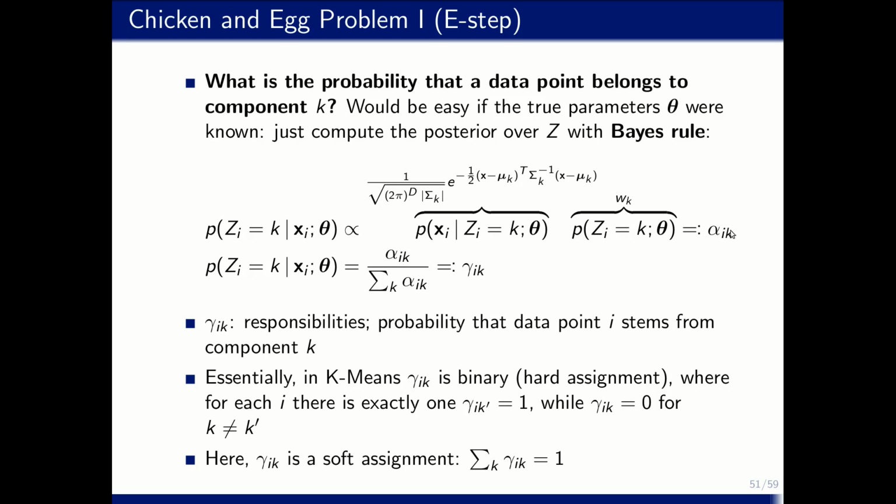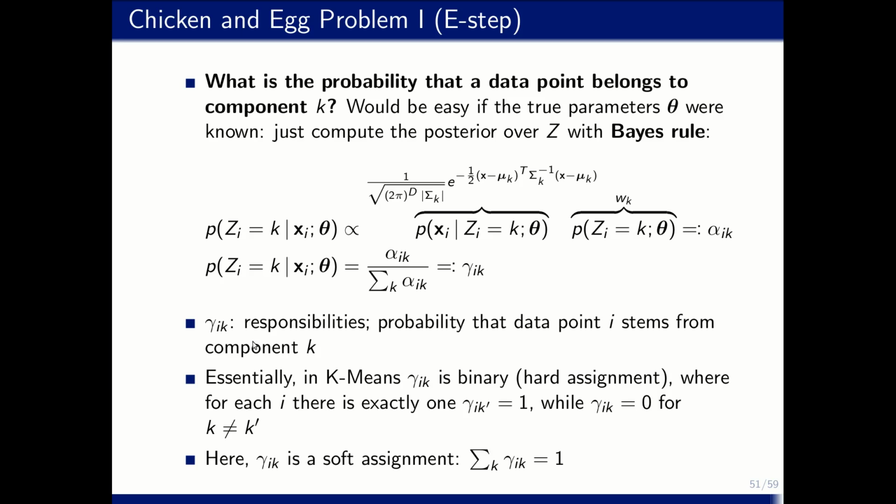And if we normalize these alphas, so we divide by the sum of the alphas, we get exactly the posterior of the component selector given data. And we define this as gamma ik. And this gamma ik can now be seen as a responsibility. So this is the probability, if we see the data point and we have the true parameters, that this data point stems from component k. And it's now very similar to k-means.